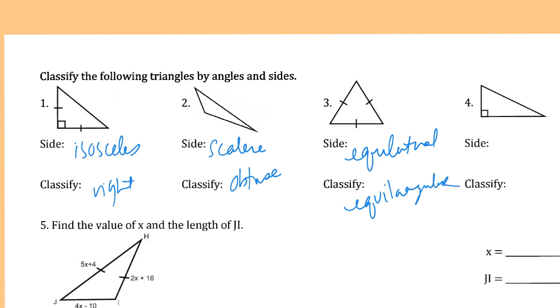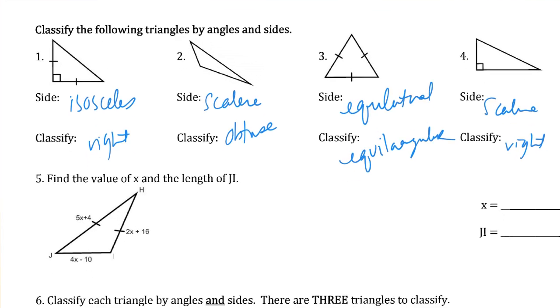Okay, and we could call it acute as well. Okay, and then the last one is scalene, and it's going to be right. Okay, scalene right triangle, because none of the sides match and it has a right angle. So by sides it's scalene, by angles it's going to be right.